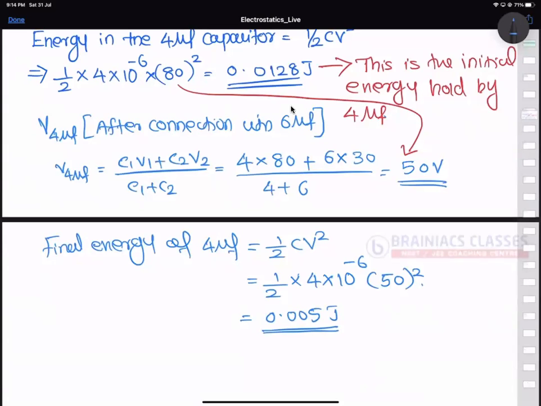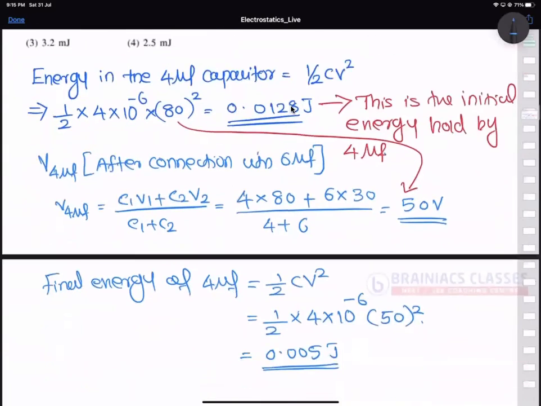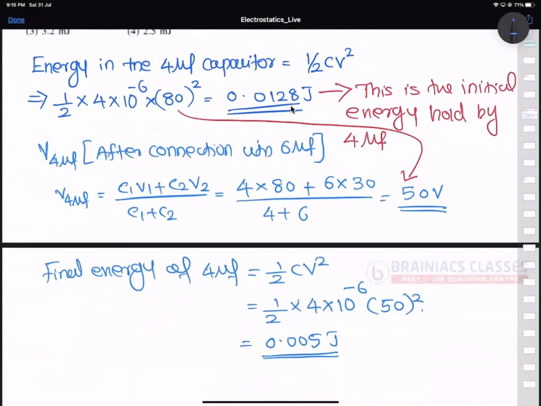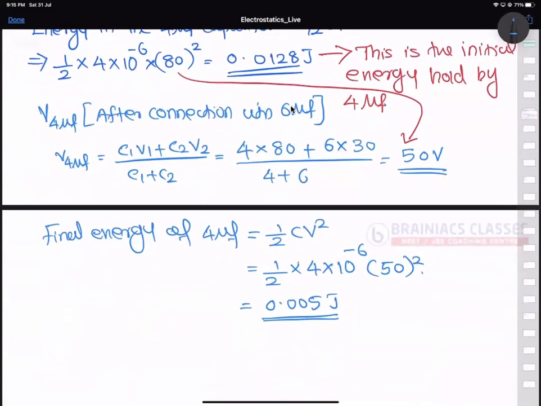So what is the question asking us? Energy lost by the 4 microfarad capacitor. What is the energy loss? How will we calculate it? Energy loss is initial energy minus final energy. Initial energy we already got 0.0128. Final value we got 0.005. Now we will calculate the energy loss. So energy loss is equal to initial energy minus final energy.